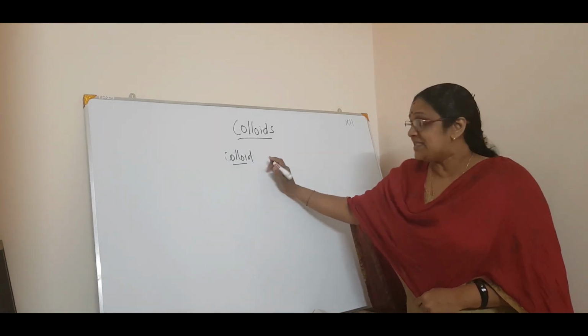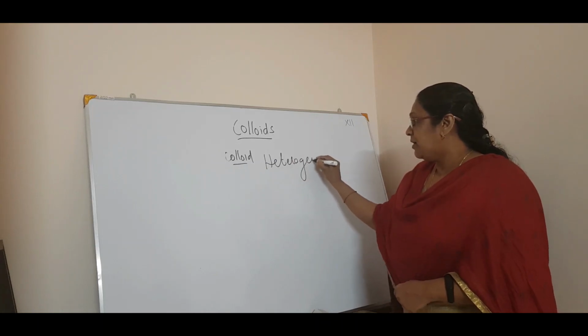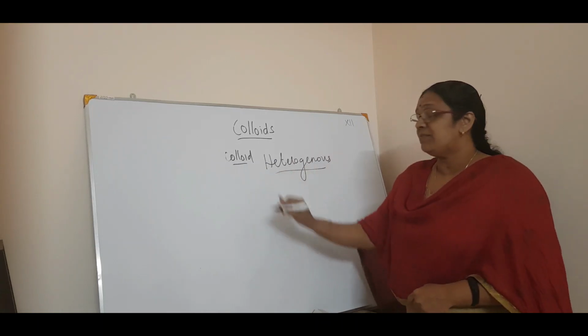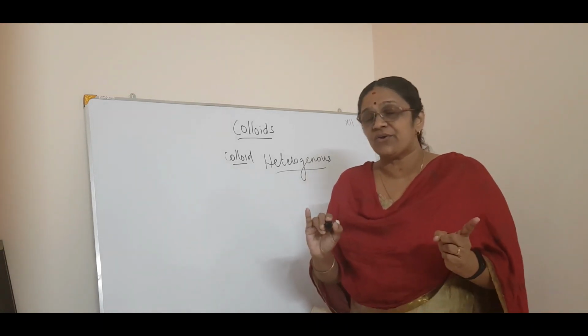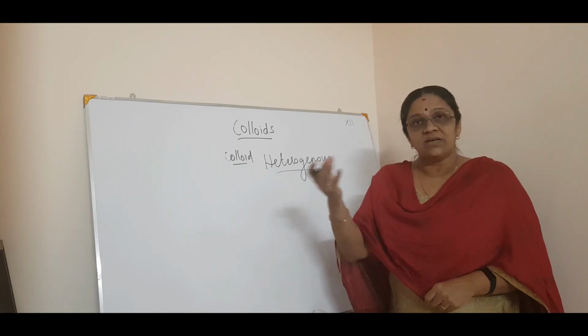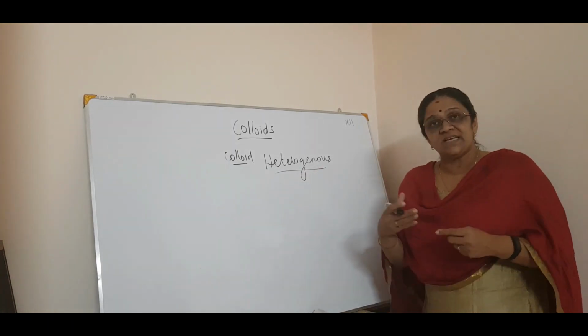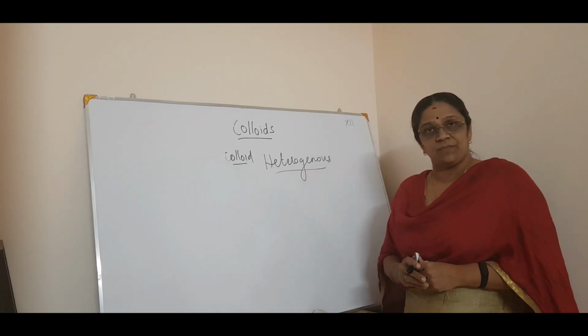Colloids are, you will say, a heterogeneous mixture, isn't it? Heterogeneous mixture. Okay, what about the true solution? It is a homogeneous mixture. Now, what is the difference between homogeneous and heterogeneous? Homogeneous means it is uniform throughout the solution. Heterogeneous means it is non-uniform. Okay, suspension is also a heterogeneous mixture.